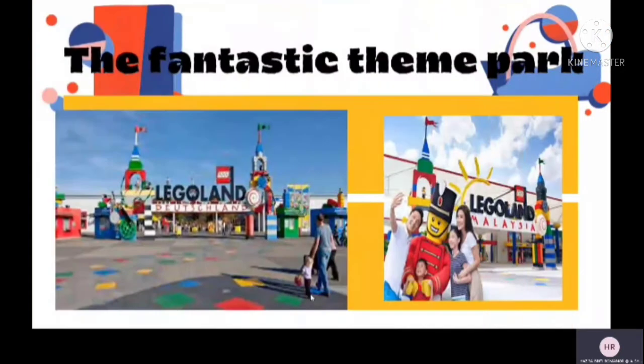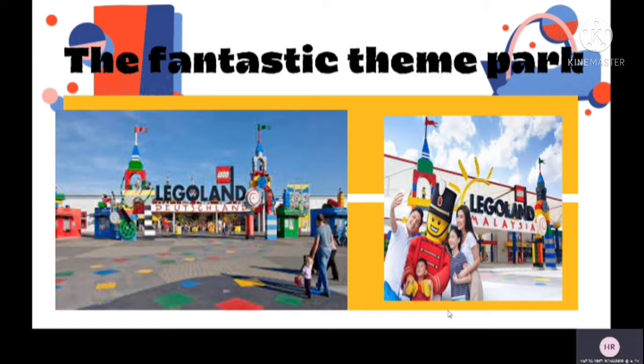Okay, this is what we call a theme park. A theme park is one of the fantastic places that everyone loves to go, especially the kids. So now my question is, what kind of information do you need to know before deciding to go there? Okay, meaning what info do you need to know if you are planning to go to a theme park.